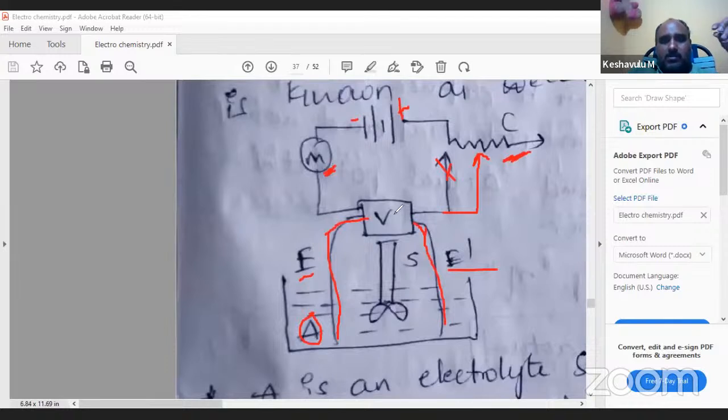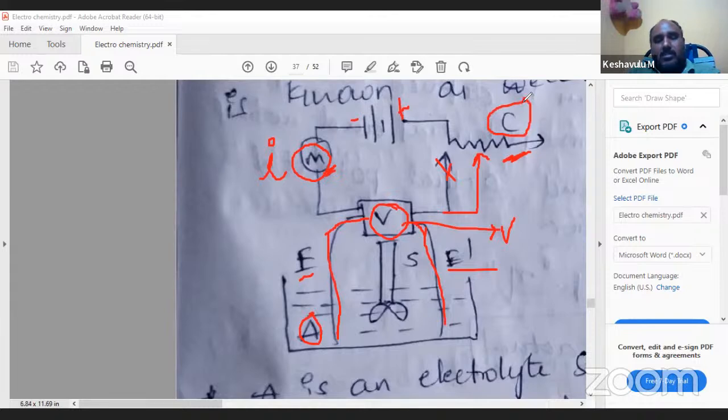So what is the function of the voltmeter and milliammeter, right? The milliammeter measures the current. This V measures the voltage, right? The voltage should be controlled by the capacitor. This is the capacitor, right? With the help of a variable capacitor, we can change the voltage every time. When we apply different types of voltage, we can get different types of current.